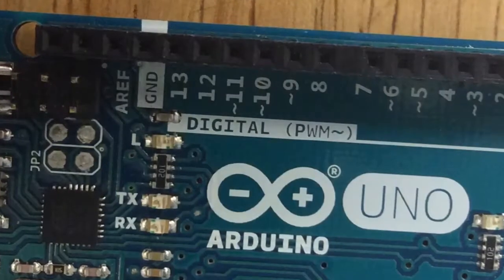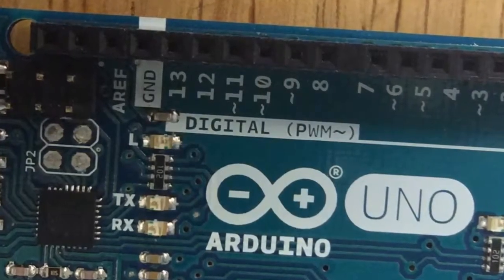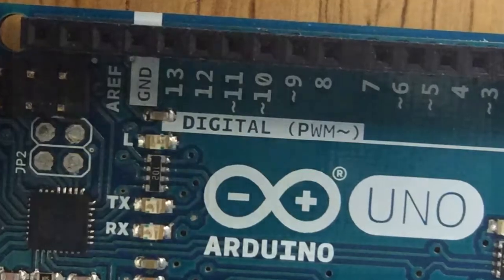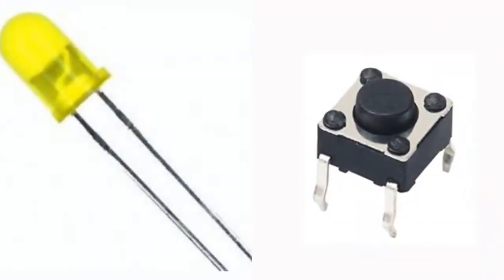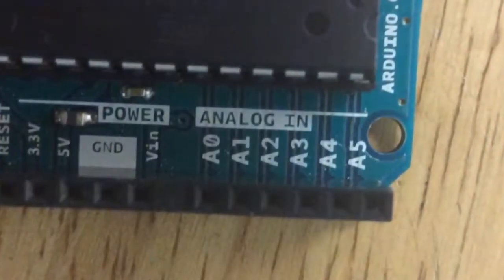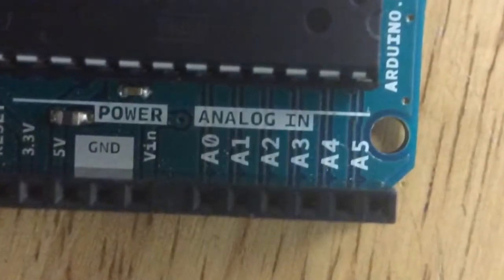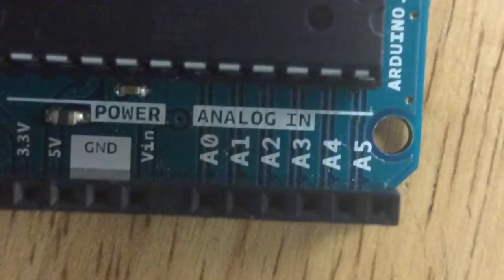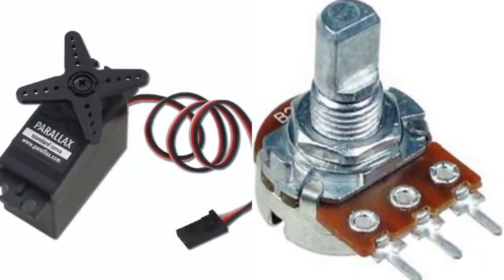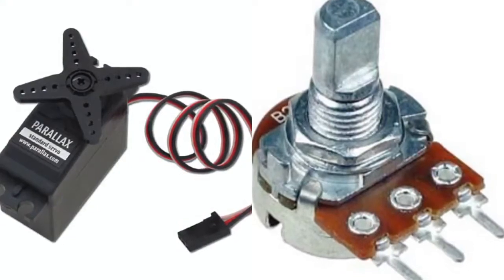The digital pins are used to power components with only 2 possible modes or functions. For example, LED lights or push buttons. The analog pins are used to power and control components with a degree or range of modes and/or functions. For example, servo motors or potentiometers.